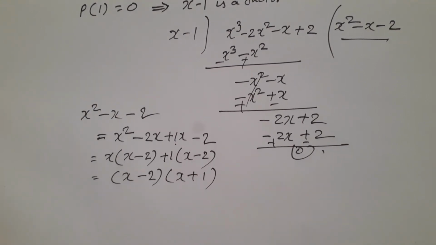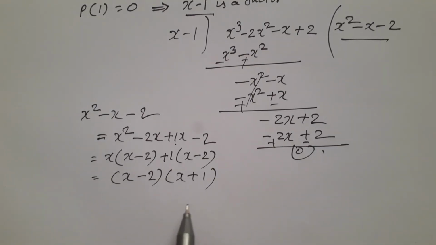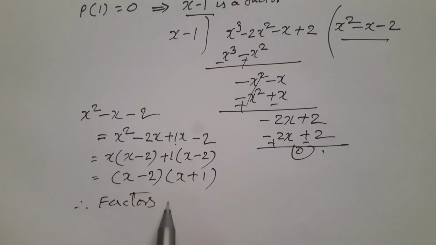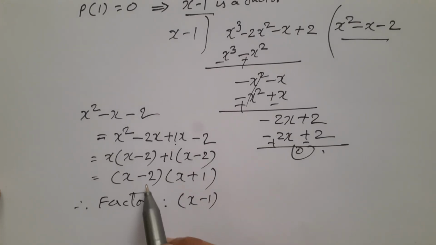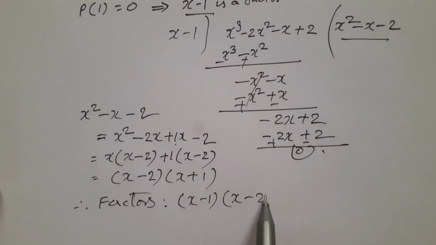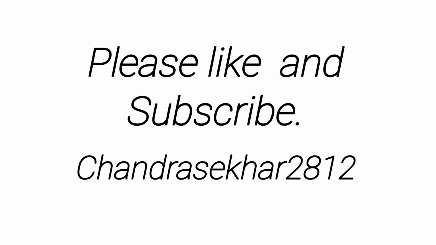So what are the factors now? Already we got x minus 1. So the 3 factors we got are x minus 1, and next the two factors x minus 2 and x plus 1. 3 factors we have. So this is the first section.